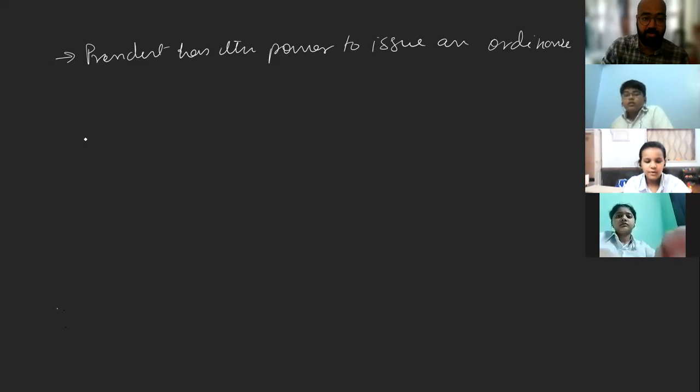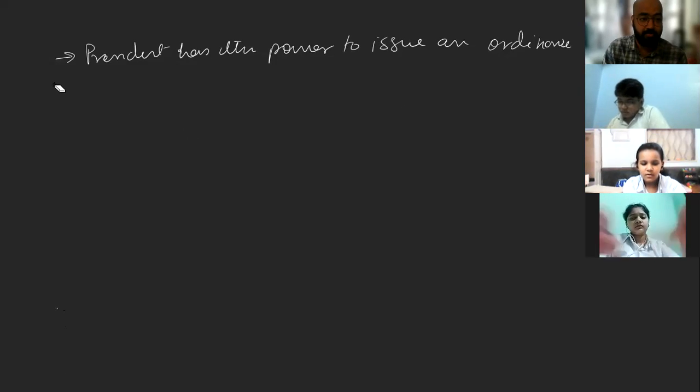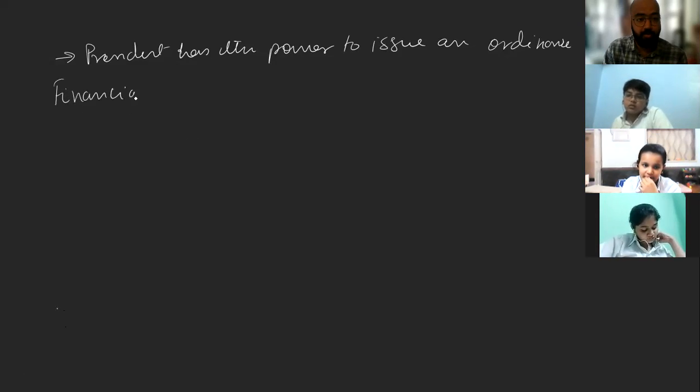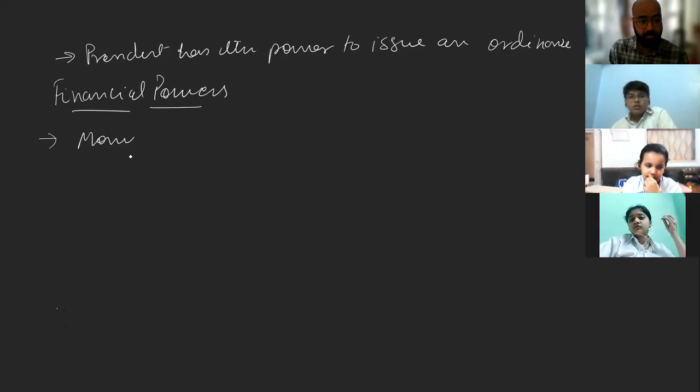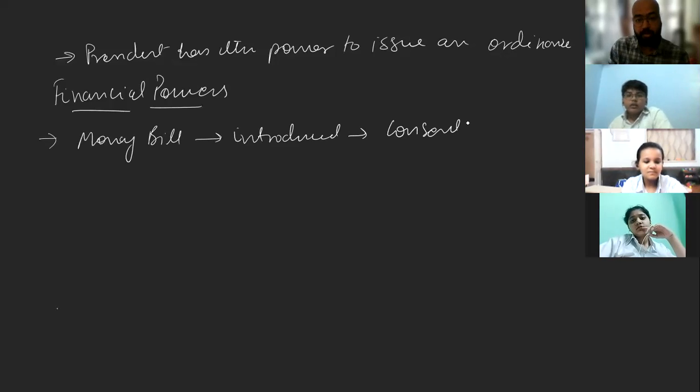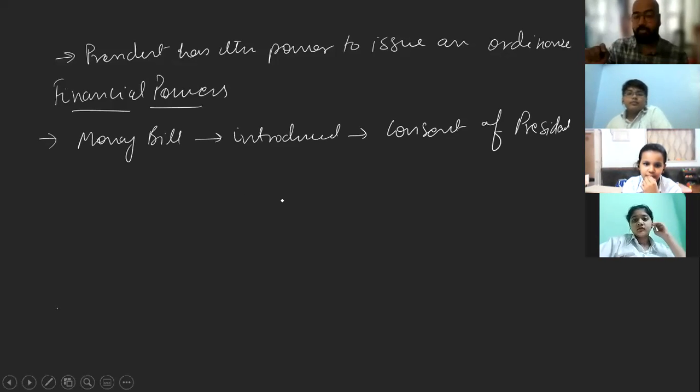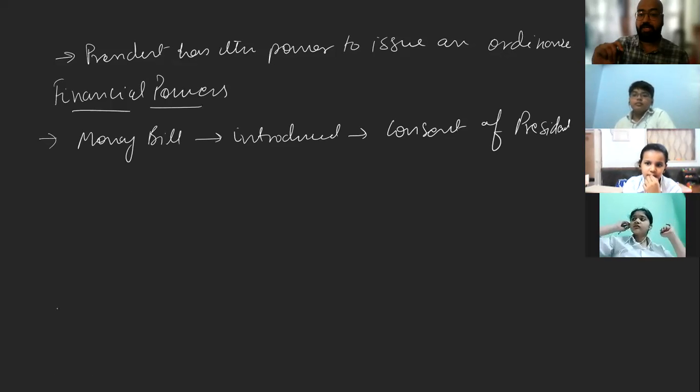Then the next thing that comes to us is financial powers. Now, financial powers of the president. Financial means related to money. It says that money bills can be introduced in the parliament only on the recommendation of the president. So a money bill, or any bill, cannot be introduced without the consent of the president.